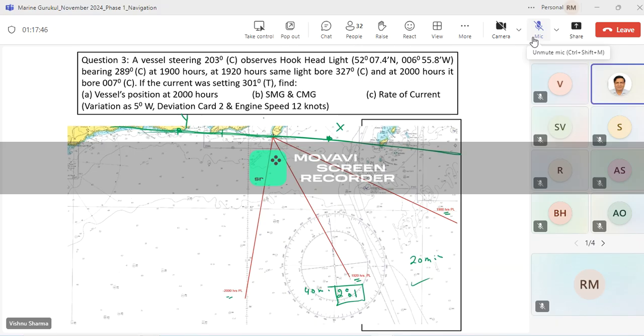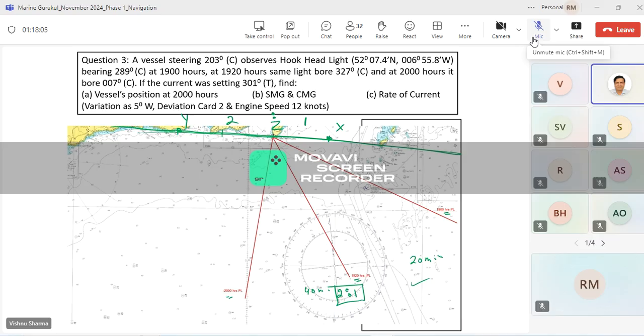From Z, whatever is the distance from Z to X, Z to Y, the distance is twice. Is that clear? It's in the ratio of 2:1. Correct, Vita? Understood? Why 2:1? Because the time interval is in the ratio of 2:1.